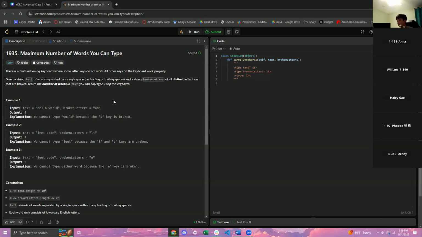So now we have a general solution in mind. We're going to go through every single word and check: if any of the broken letters exist in the word that we're looking at, then that word is not possible, so we don't add that word to our answer. Otherwise we do. If absolutely zero of the letters exist in the word that we're on, then that word is possible to be typed out with this keyboard. Does that make sense? Do we have a solution now?